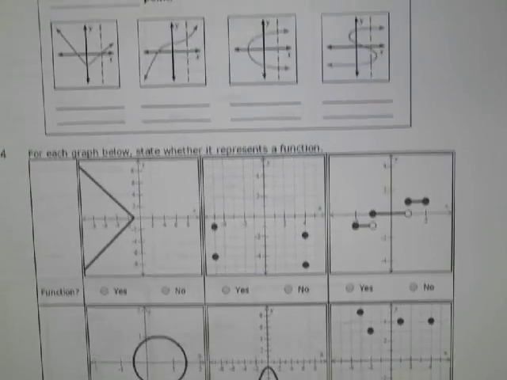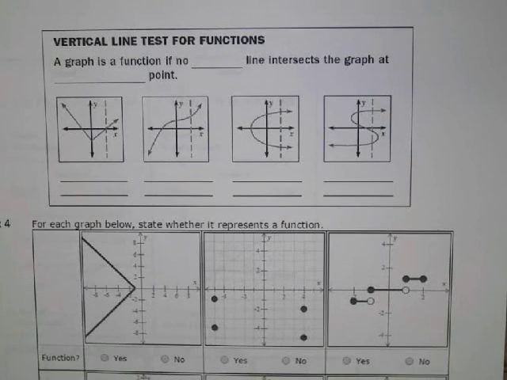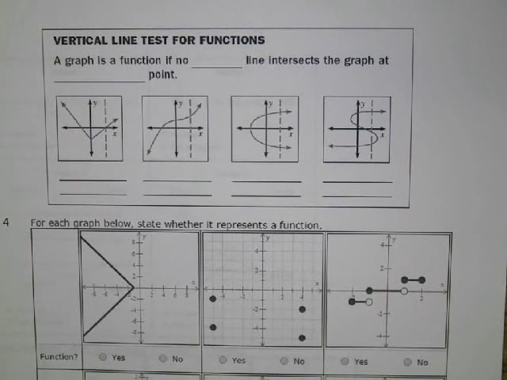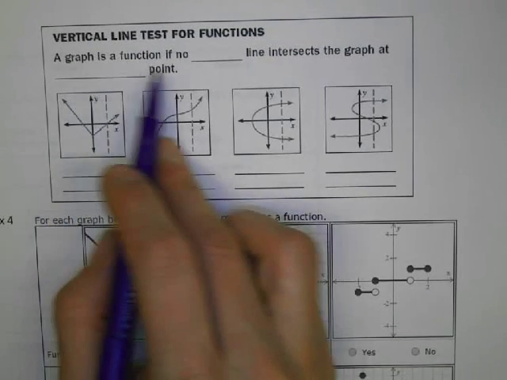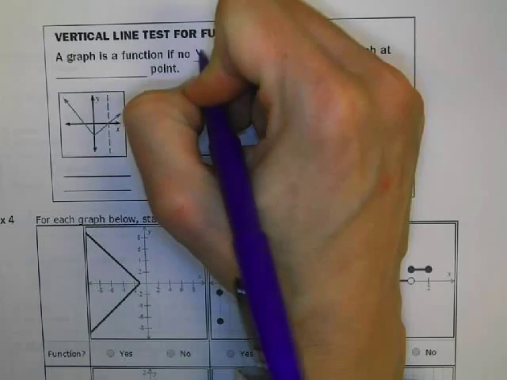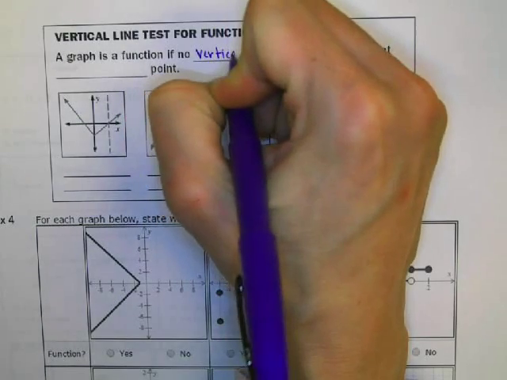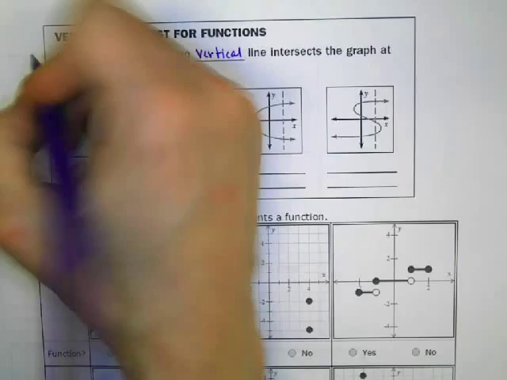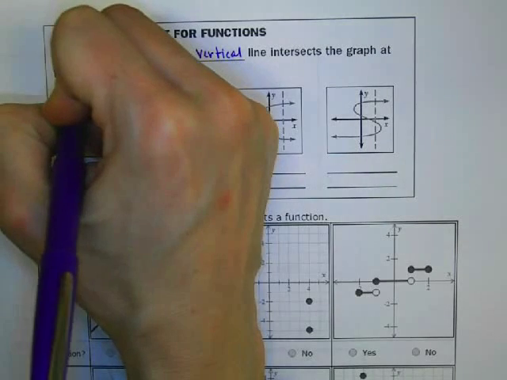All right, we have one additional way of telling whether a relation is a function, and this is really easy to do if we have a graph. So we say a graph is a function if no vertical line intersects the graph at more than one point.